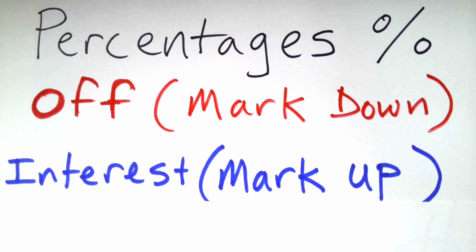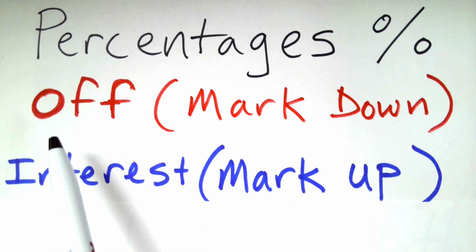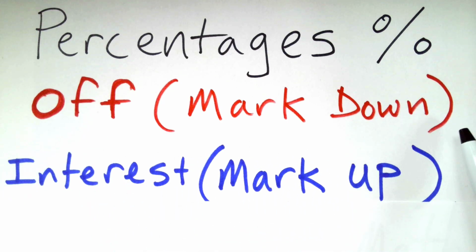Here in this part 48 video, we're going to talk about percentages. Now we're going to talk about real world scenario percentages, right? So percentage off or discount is called a markdown. You would subtract from the original value of the price. Interest, percent interest, right, is a markup. You would add a value to the original price.